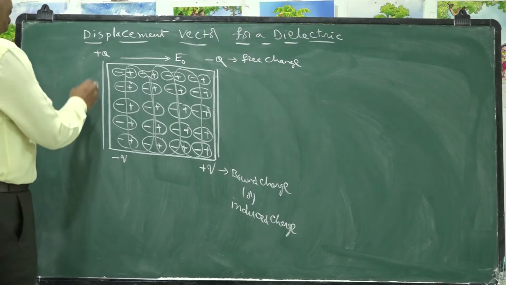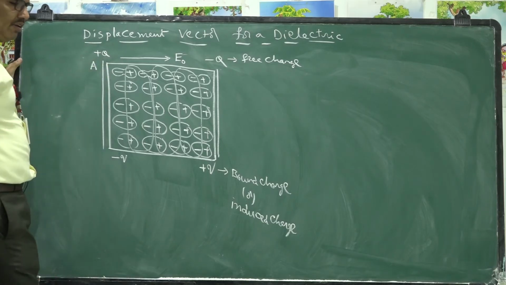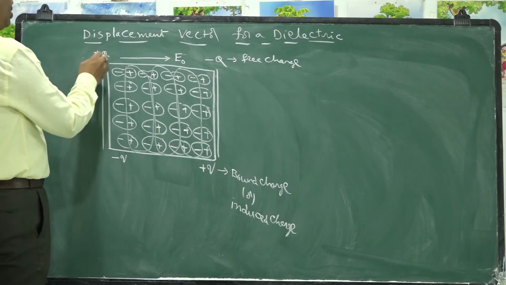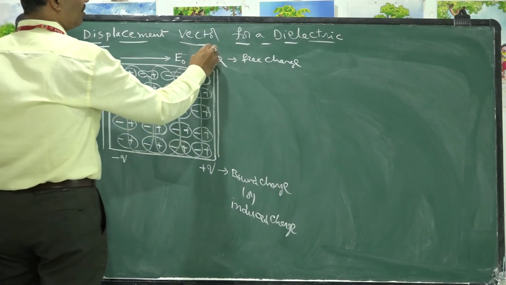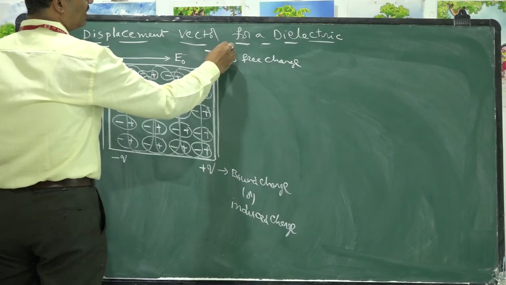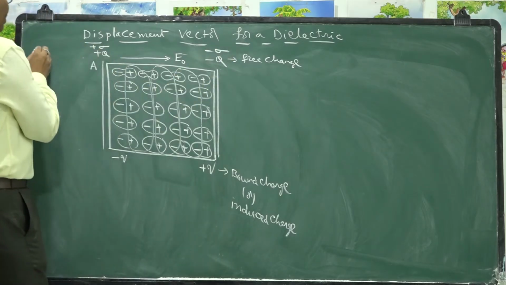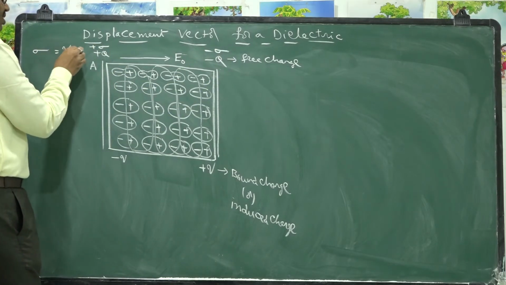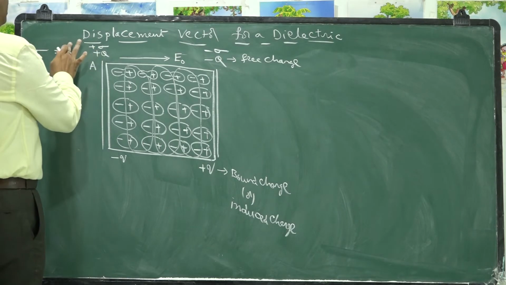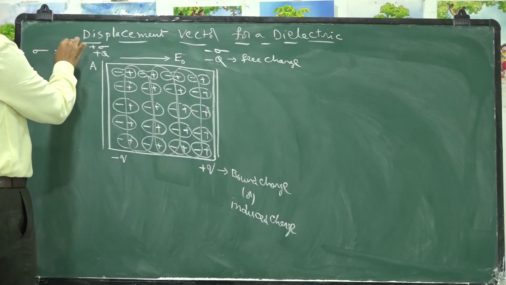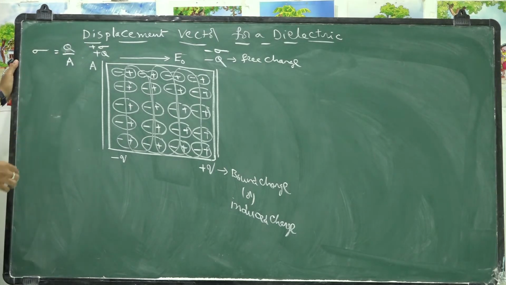Similarly, if A is the area of each plate, the surface charge density of this plate is given by plus sigma. The surface charge density of this plate is given by minus sigma. You know that surface charge density is defined as charge residing per unit area. So here, Q is the charge residing. You should write Q by A as sigma.